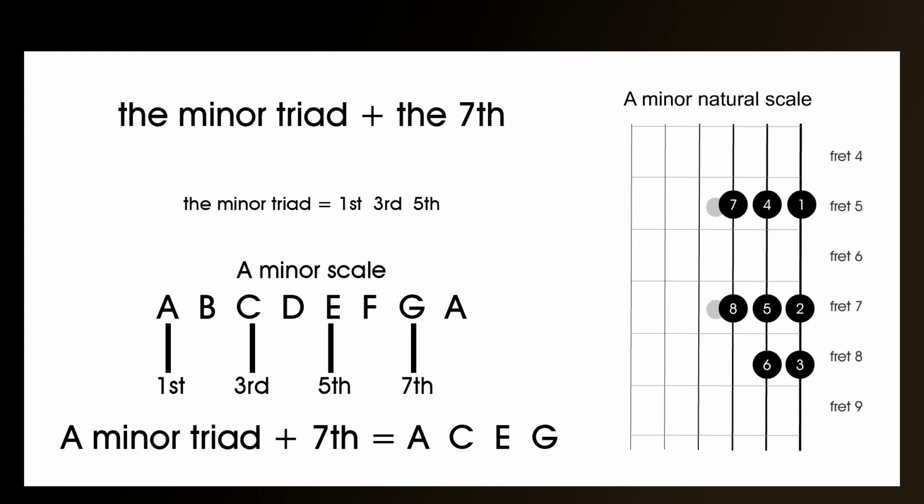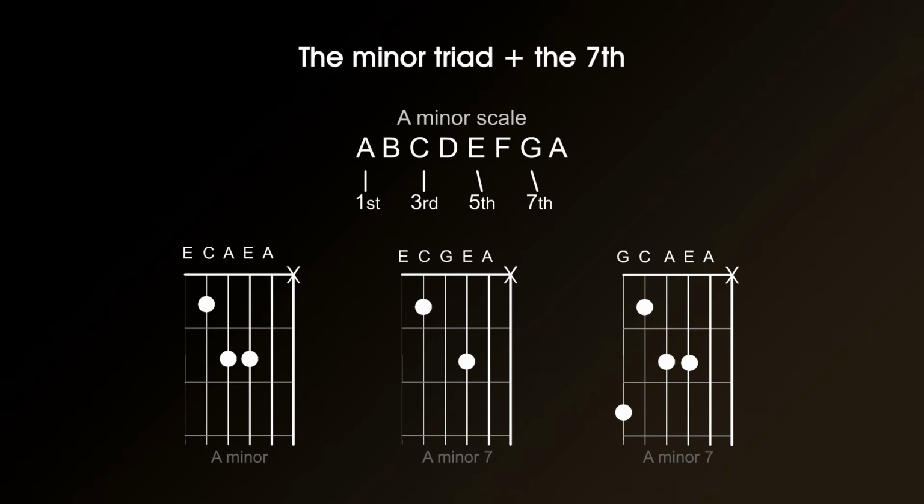And to demonstrate this, we can take an open A minor chord, and then we have to find a way of playing the G. And there's actually two ways of doing this. The most obvious way is to place the 4th finger in the 3rd fret of the top E string, and this creates your G. So when you strum it, you have an A minor 7th chord.